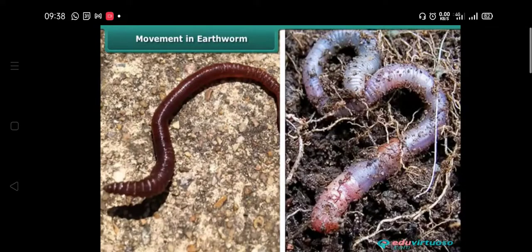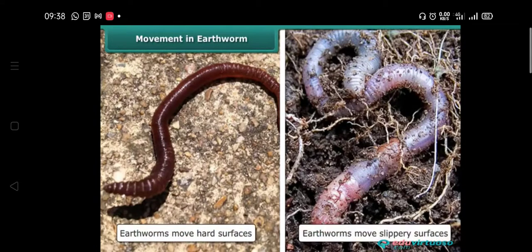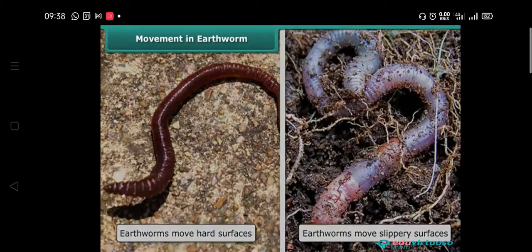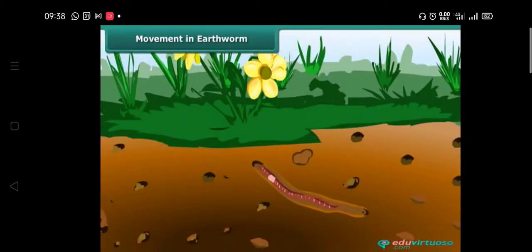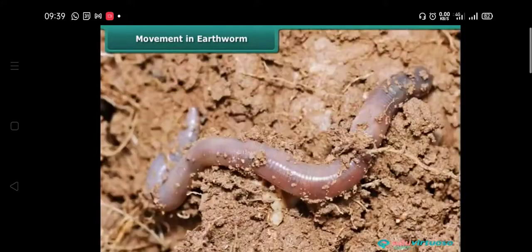Movement in earthworm. Earthworms move easily on hard and slippery surfaces. Earthworms have tiny, stiff hair-like projections called bristles under their body. They grab the soil with the help of these bristles. Earthworms first stretch and then contract their muscles to move. As a result, they cover only a small distance with every move. A slimy substance secreted by the earthworm helps it to move.